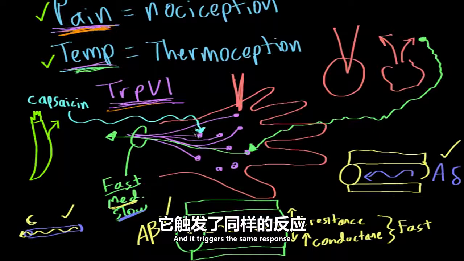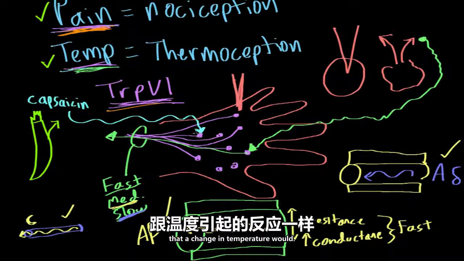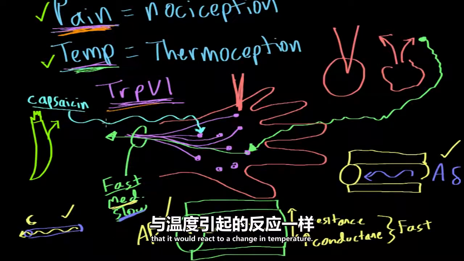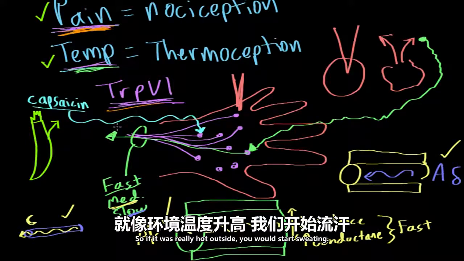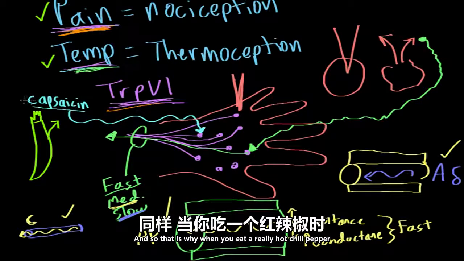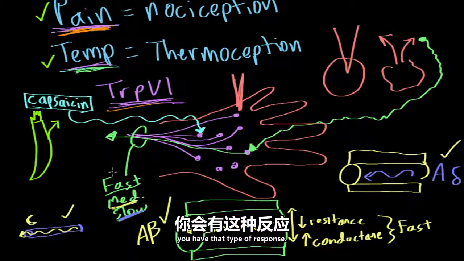And it triggers the same response that a change in temperature would. And so your body reacts to this capsaicin molecule in the same way that it would react to a change in temperature. So if it was really hot outside, you would start sweating, you'd feel this burning sensation. And so that is why when you eat a really hot chili pepper, you have that type of response.